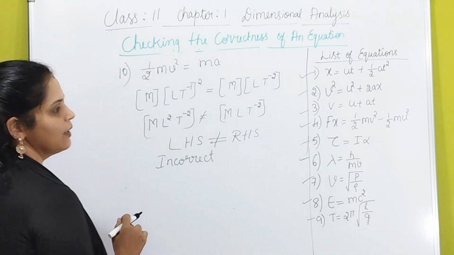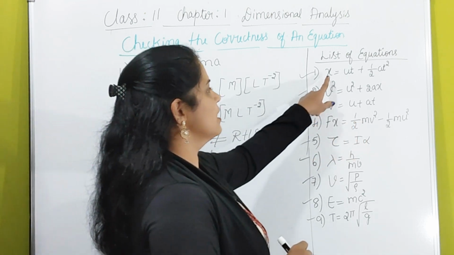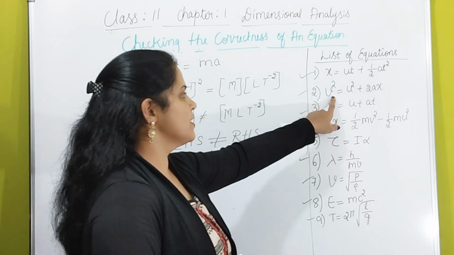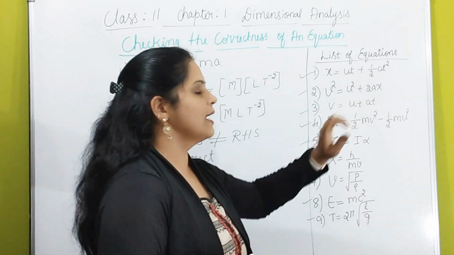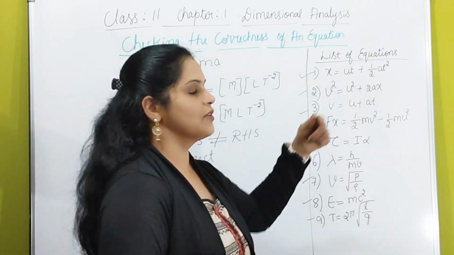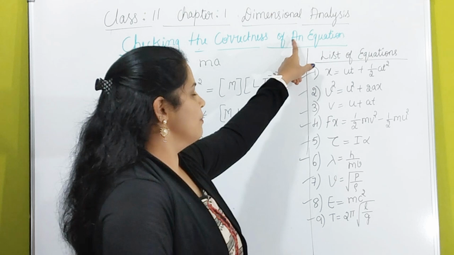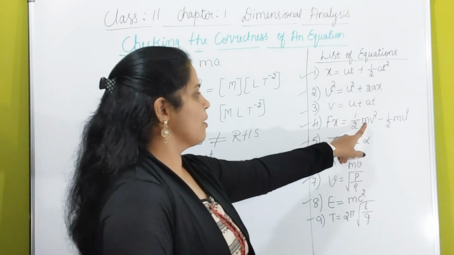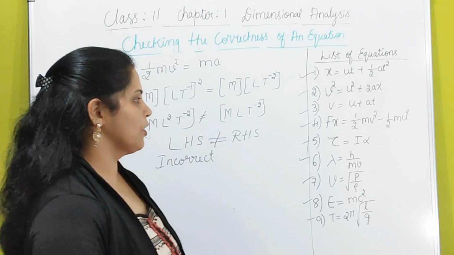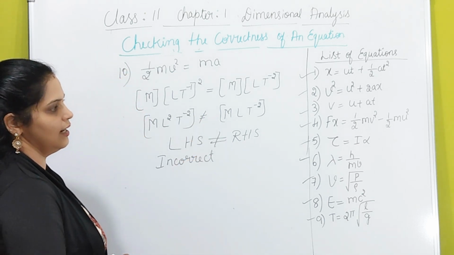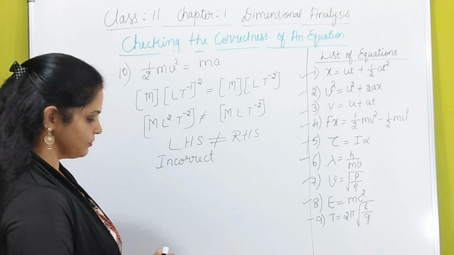So according to dimension, what is this equation? This is x is ut plus at square. This equation is v square is equal to u square plus ax, right? Because it doesn't identify this number. So dimension does not analyze this number. So fx is mv square minus mu square according to dimension, right? So that is one drawback of dimensional analysis.